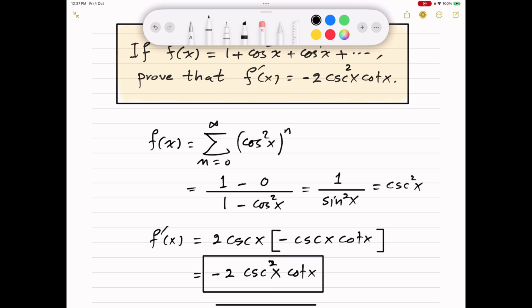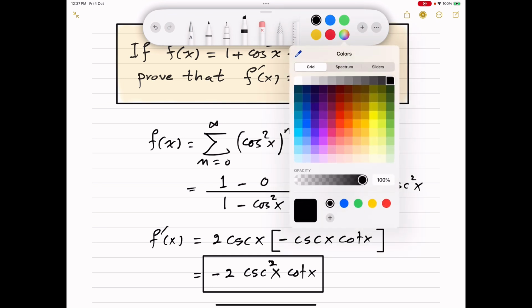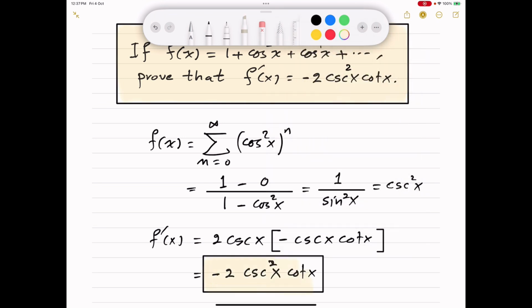Let me highlight it in yellow or in orange.